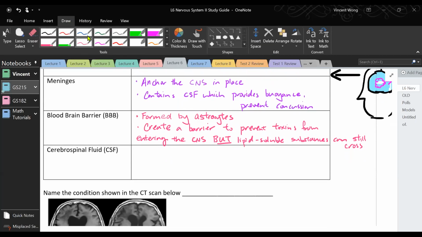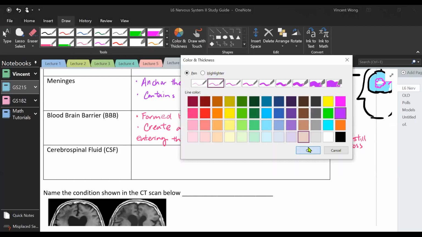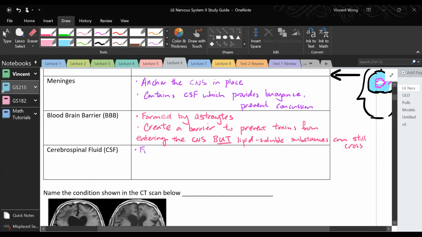And finally, we have the cerebrospinal fluid that we have been talking about for some time now. And this is formed by ependymal cells. Ependymal cells in the choroid plexus. Okay, and the choroid plexus are found in the walls of the ventricles in the brain, right?